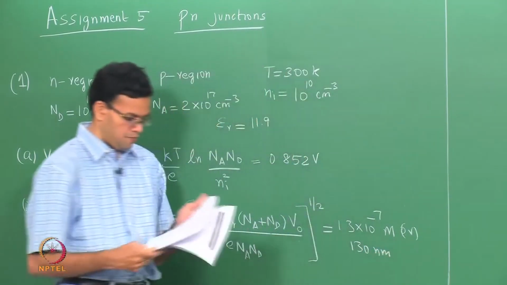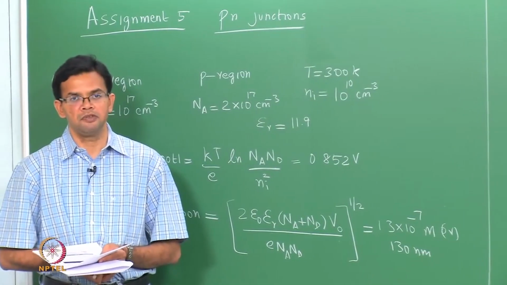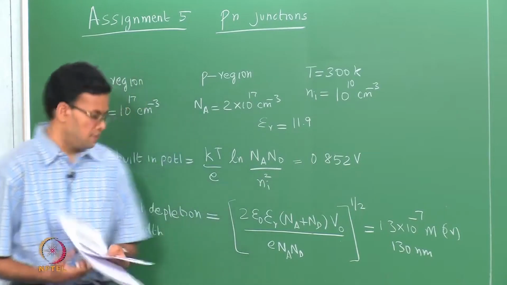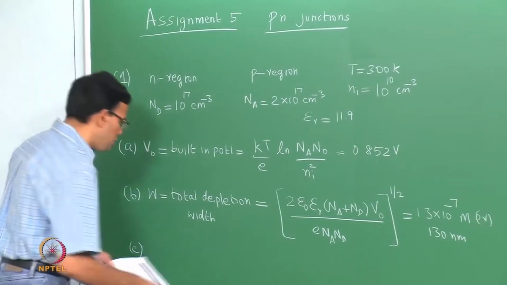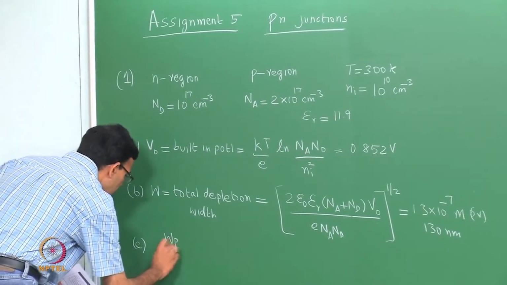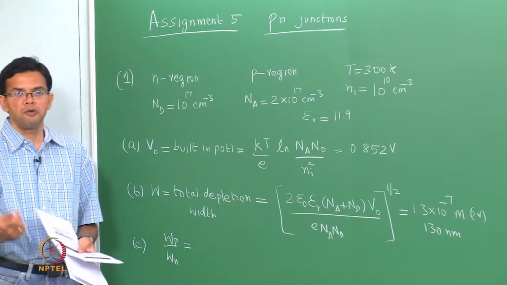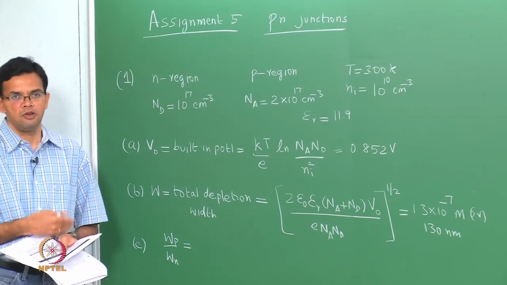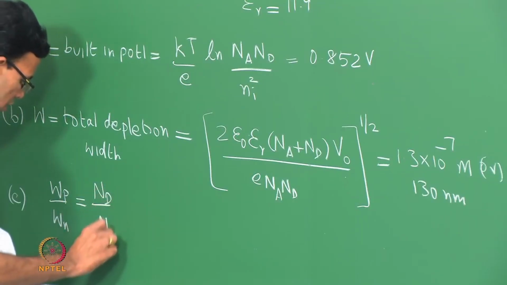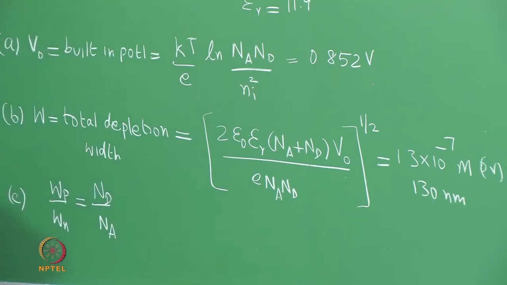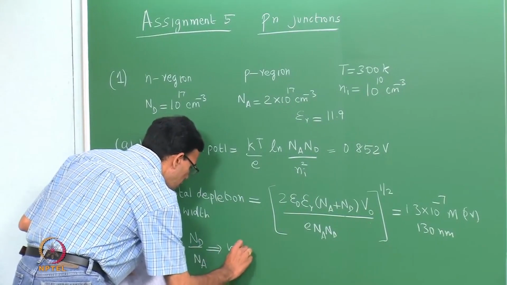or if you want to write it in nanometers, 130 nanometers. In part C, we want to calculate the depletion width on the p and the n side. The ratio of the depletion widths Wp over Wn is inversely proportional to the concentration of your dopants. So, this is equal to Nd over Na.